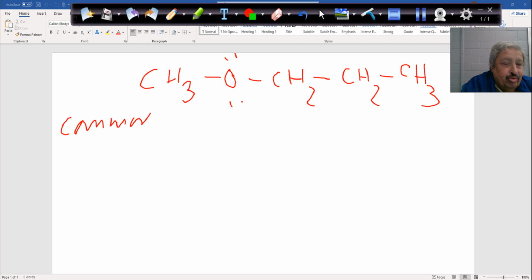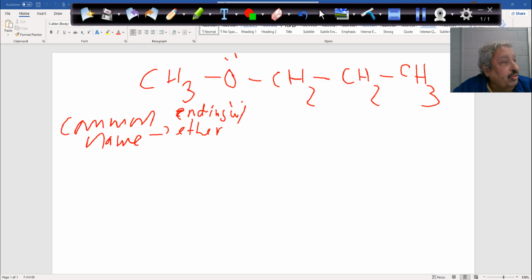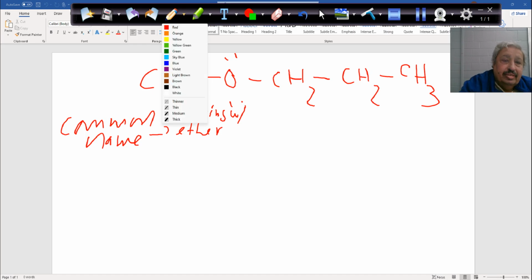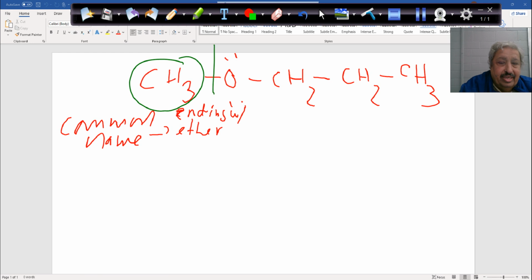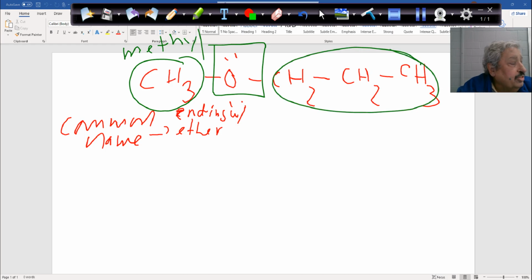The common name has to end with ether, correct? So what do we call this? Well, look at this, guys. This is a methyl group. That's the ether block. So this is a methyl group, correct? And this is what? How many carbons do we have? Propane. But propane is an alkane. Take the N out, add YL. That's a propyl, correct? That's a propyl, that's a methyl.